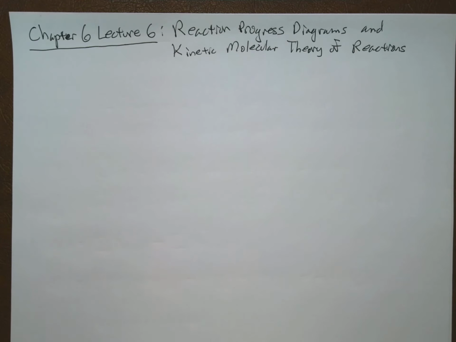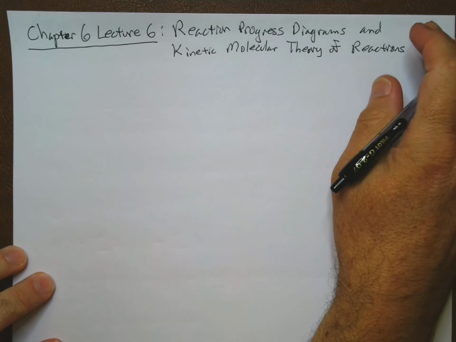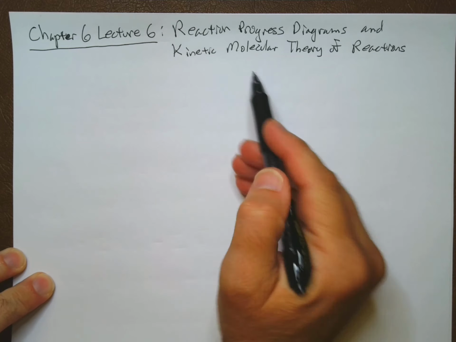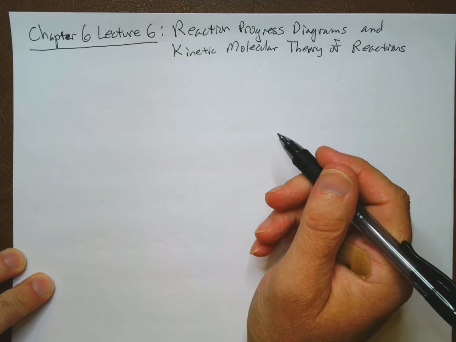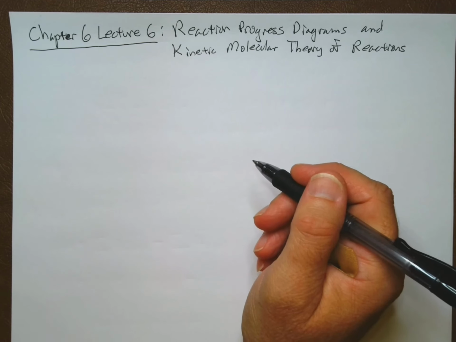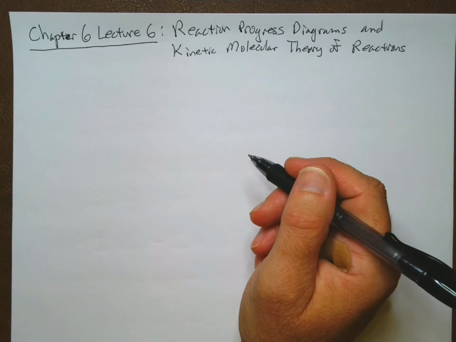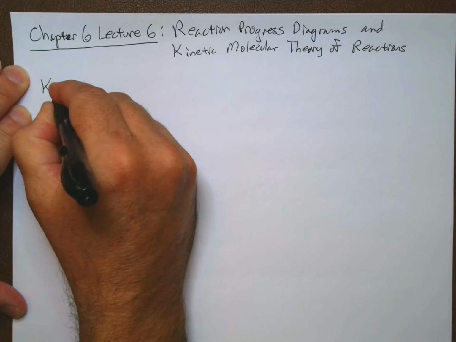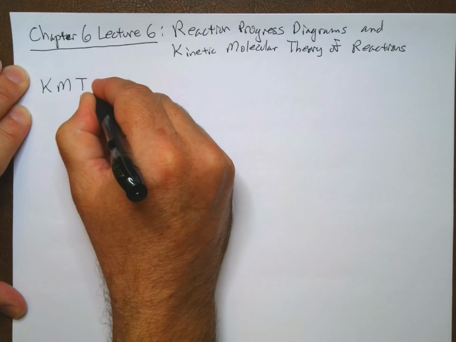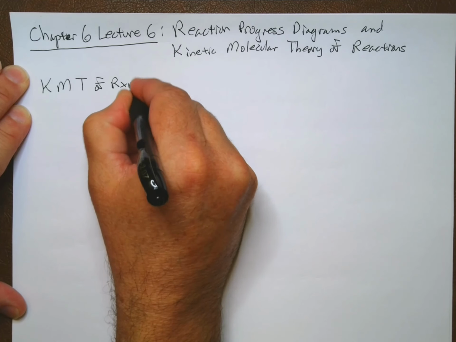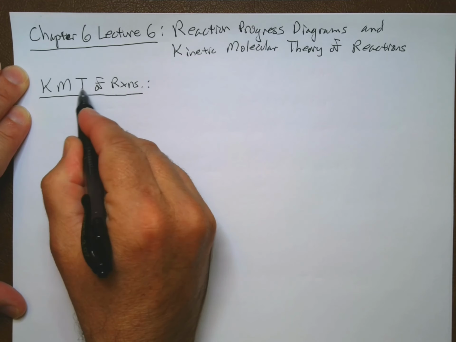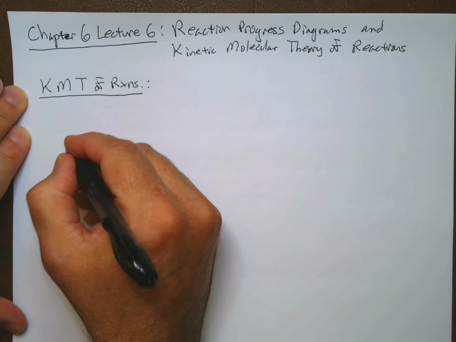Hi again, everyone. In this lecture, we're going to take a look at reaction progress diagrams and the kinetic molecular theory of reactions. Before I start talking about reaction progress diagrams, I want to talk about the kinetic molecular theory of reactions. And yes, I will abbreviate here. So KMT, Kinetic Molecular Theory of Reactions.